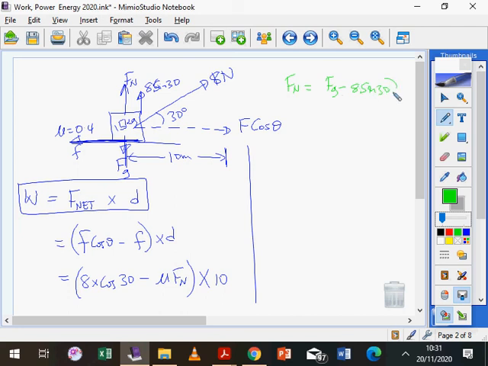So when I'm calculating my work done, it's going to be equal to 8 cosine 30 minus mu, which is 0.4, times normal force, which is Fg, mass times gravity, which is 15 times 9.8, minus 8 sine 30, all multiplied by the distance. Subtract, not multiply.